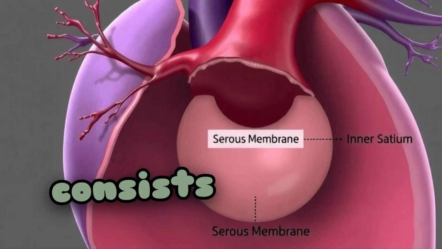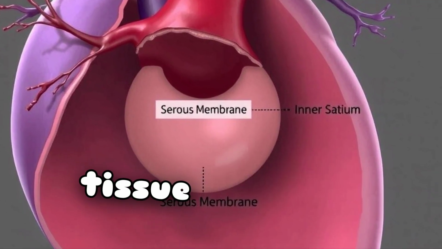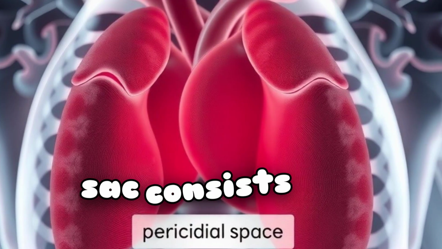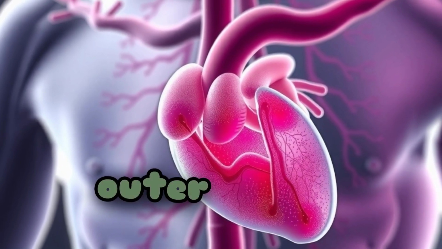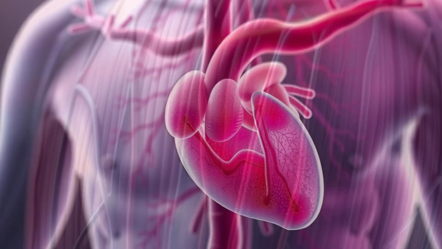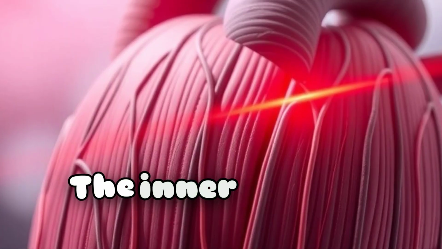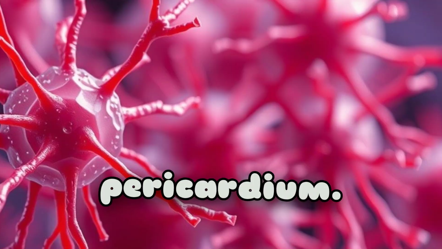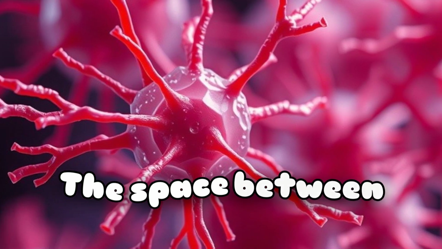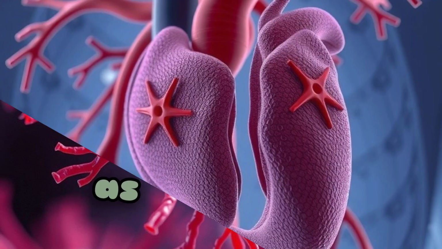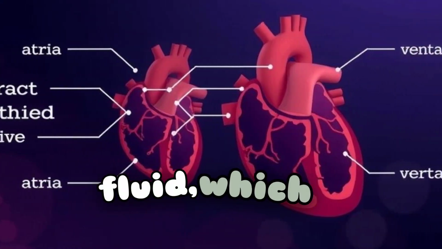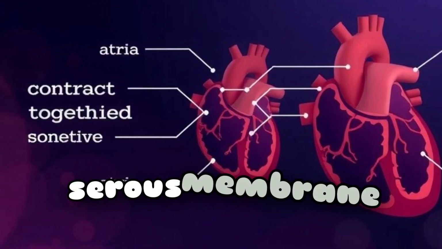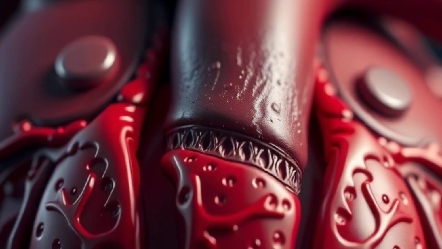The outer sac consists of fibrous tissue. The inner sac consists of a continuous double layer of serous membrane. The outer layer is known as the parietal pericardium. The inner layer is known as the visceral pericardium. The space between the 2 sacs is known as the pericardial space, which is filled with serous fluid, which is secreted from the serous membrane of the inner sac.